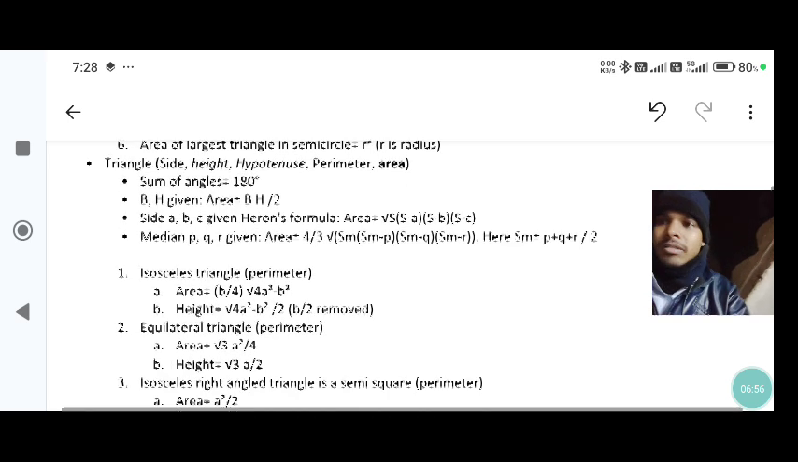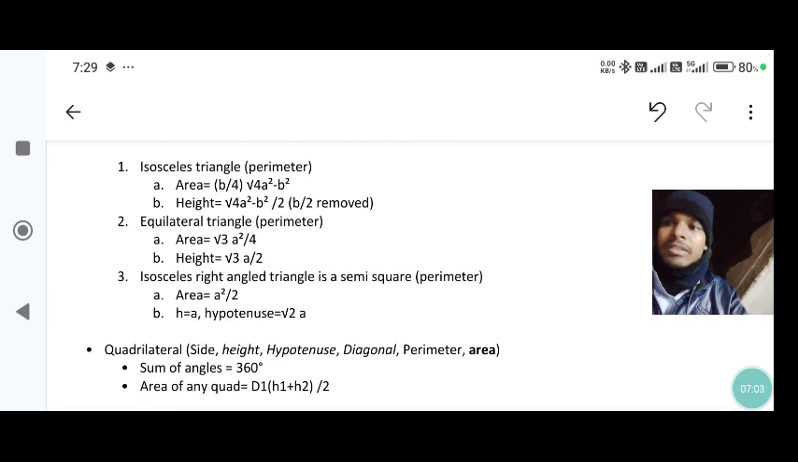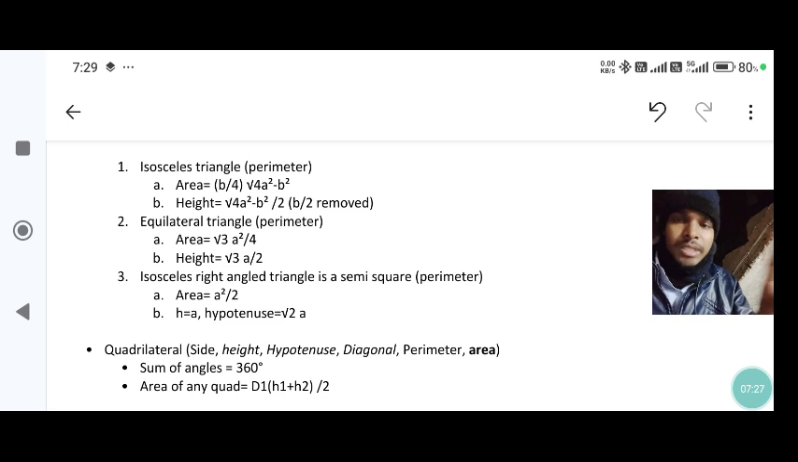Now we will learn about the types of triangle. The first type of triangle is the isosceles triangle. For an isosceles triangle, it is simple: the perimeter is 2a plus the base. And about the area, it is b by 4 into root under 4a square minus b square. It is b into root under 4a square minus b square, divided by 4.